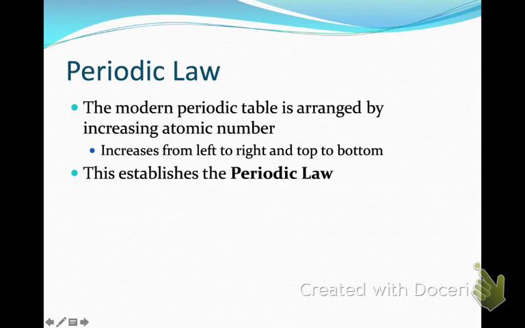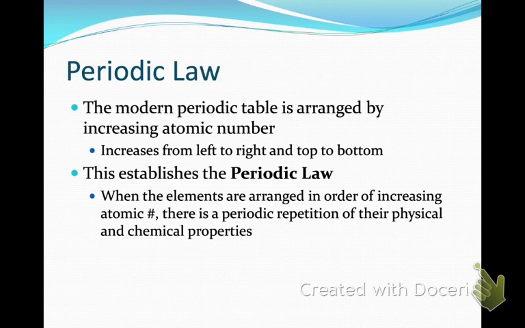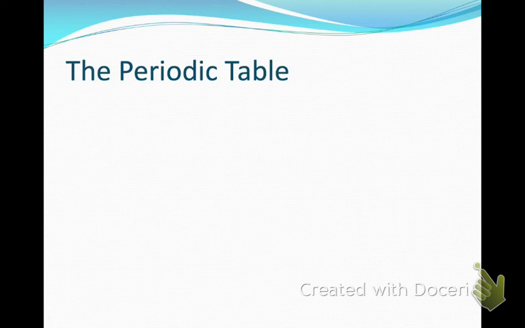Okay, so our atomic number increases as we go from left to right and from top to bottom. This establishes what is called periodic law. And all periodic law tells us is that when we arrange elements in order of atomic number, we see repetition of some physical and chemical properties. So the way elements behave becomes very apparent and very obvious. The way that elements interact, that all shows up as a pattern on the periodic table when we follow this rule.